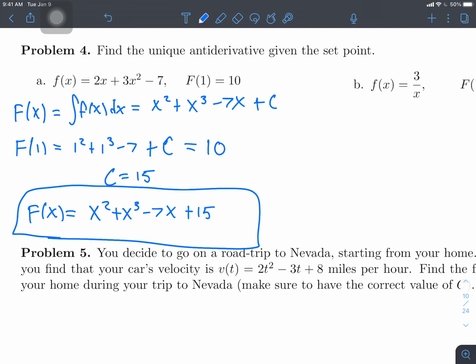So, if I just say my function's derivative is 2x plus 3x squared minus 7, you're not sure which one I'm talking about, because it could be x squared plus x cubed minus 7x plus 40. But if I say, no, not plus 40, it's the function such that if I plug in 1, I get 10. Then you can figure out what that additional constant is with that extra information, okay?